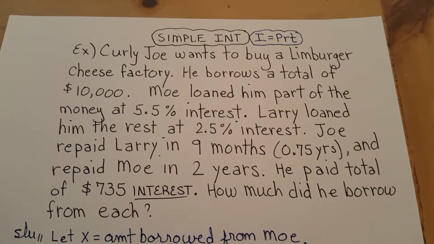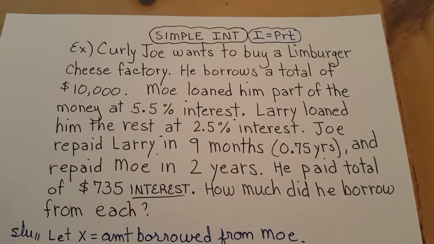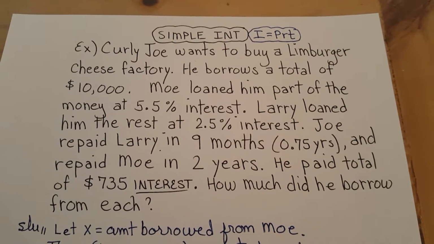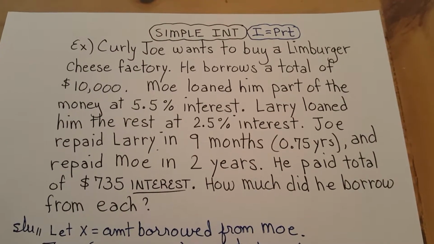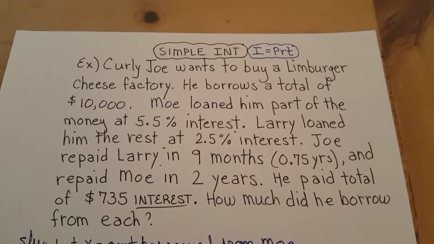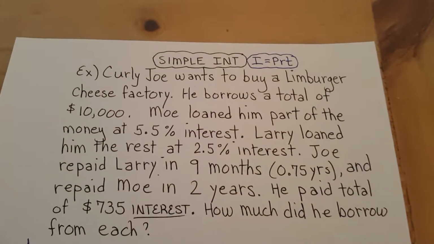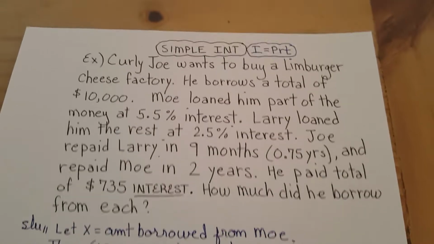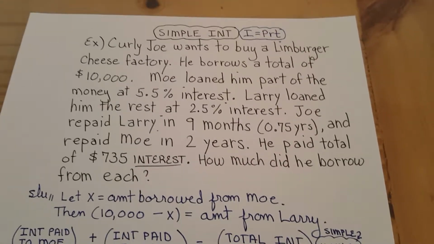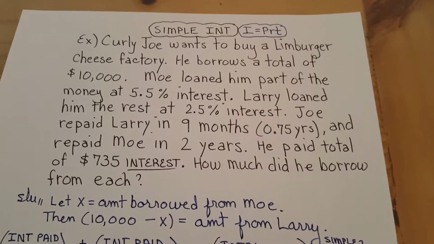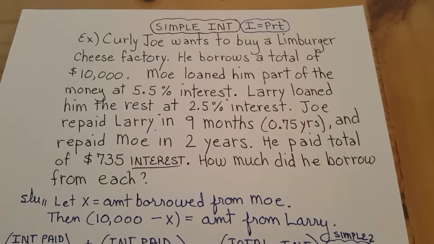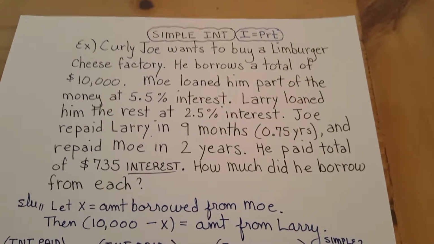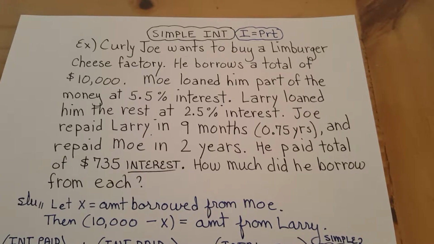Here's our example. Curly Joe wants to buy a Limburger cheese factory. He borrows a total of $10,000. Mo loaned him part of the money at 5.5% interest. Larry loaned him the rest at 2.5% interest. Joe was able to repay Larry in 9 months, which is 0.75 years. And you're able to calculate that by taking 9 months and dividing it by 12.